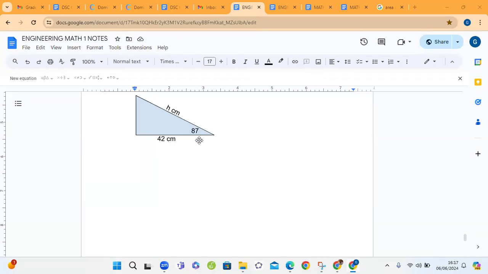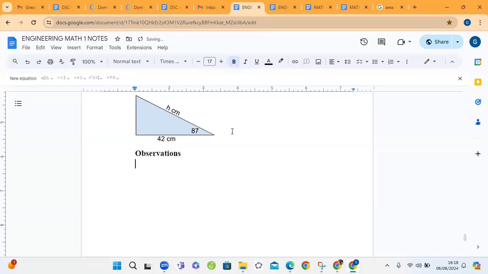Here we are going to demonstrate how to solve for h, which appears to be the hypotenuse of a right angle triangle. Even though the box is not there, let us treat this as a right angle triangle. And we've got an 87 degrees and 42 centimeters. Now, before you begin, you need to know that this is a right angle triangle. So what you can do, you can lay down some observations.